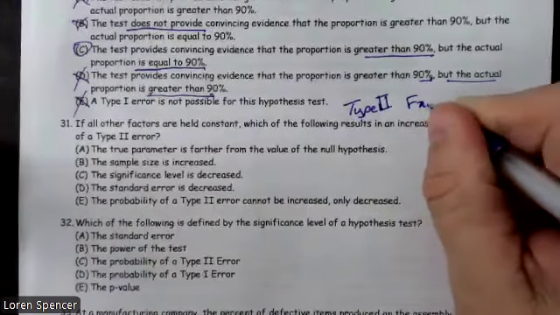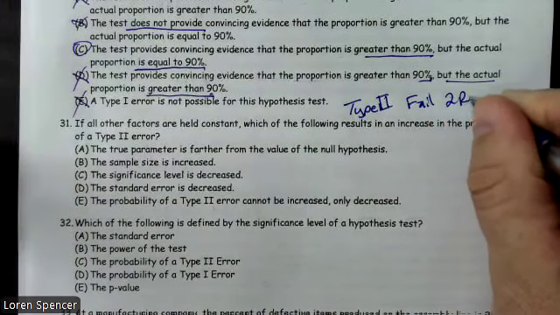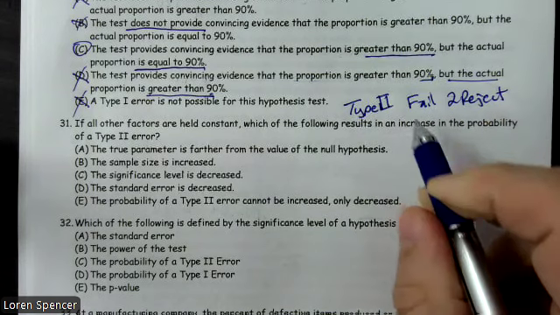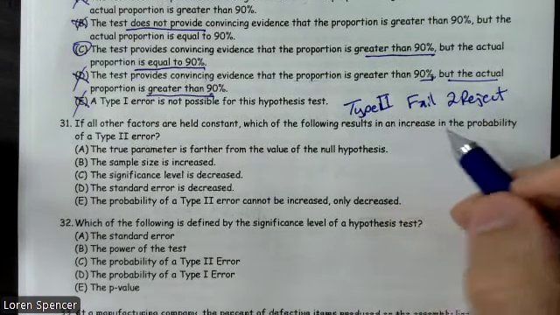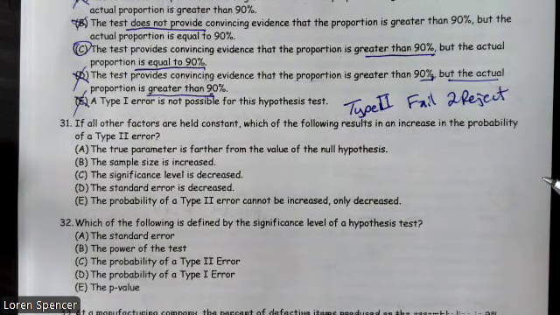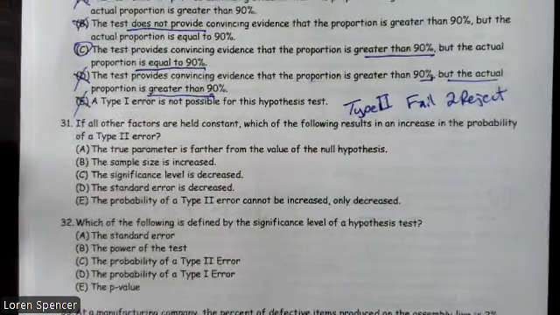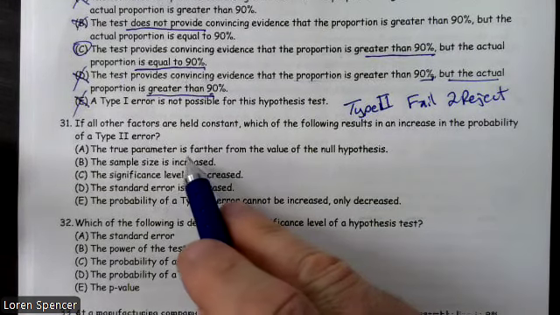is a fail to reject. All right. Type 2 is fail to reject. And remember, you're failing to reject a false null. So the assumption is the null is false and you fail to reject it. So let's look at these individually.